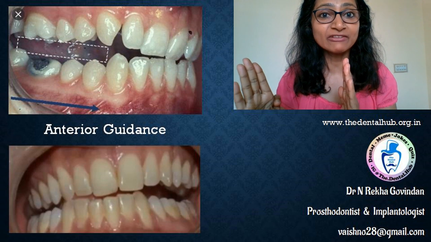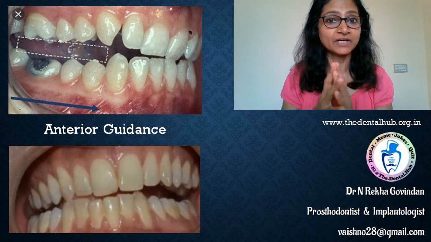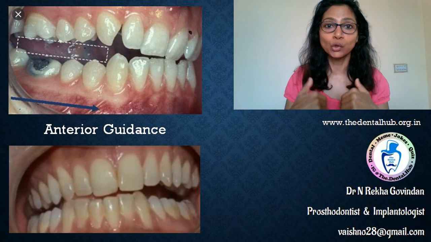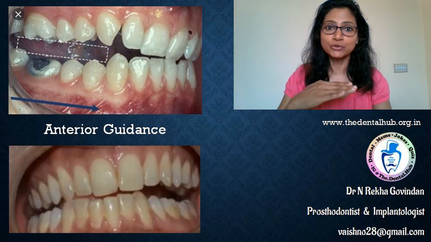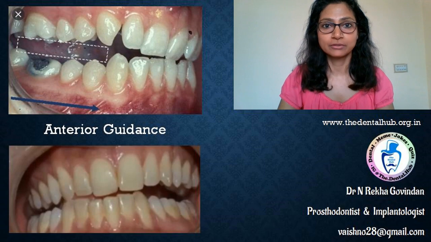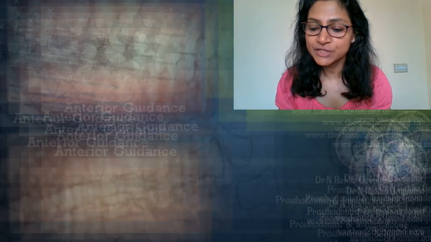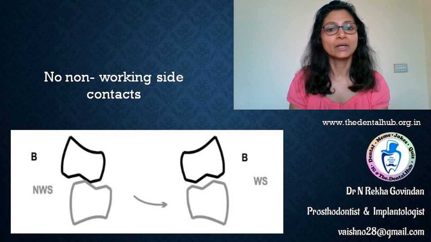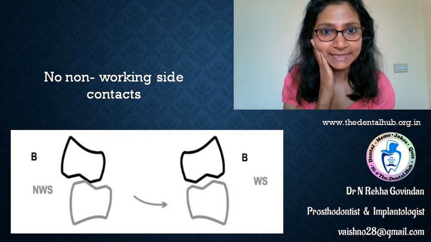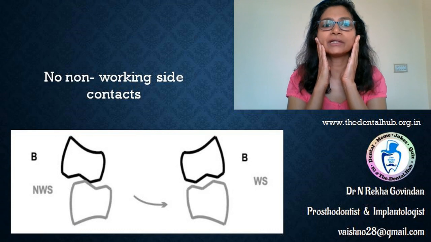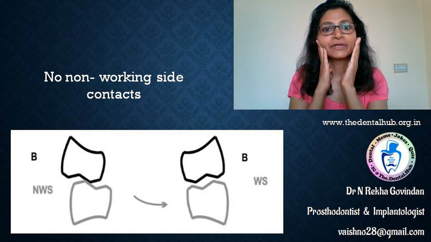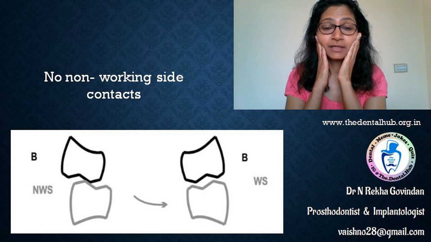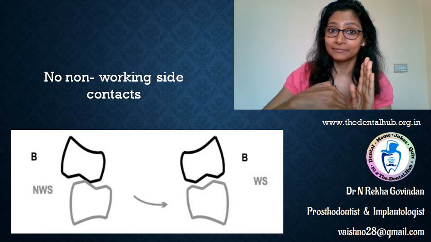And lateral excursive movements are seen usually in parafunction. Functional movements of chewing and swallowing are more up and down motion, anterior posterior motion. Okay. The next principle to be followed is no non-working side contacts. That is, when you're chewing food on the right side, your left teeth are not in contact. Here again, why? Because the non-working side contacts, the forces are at an angle.